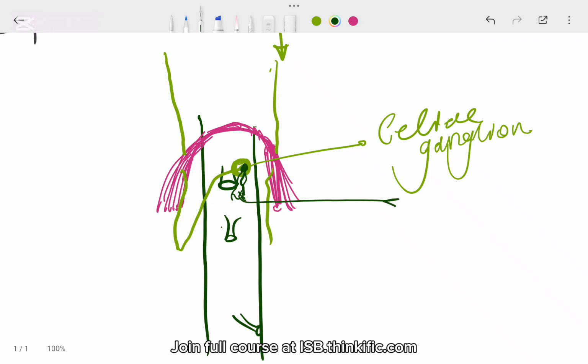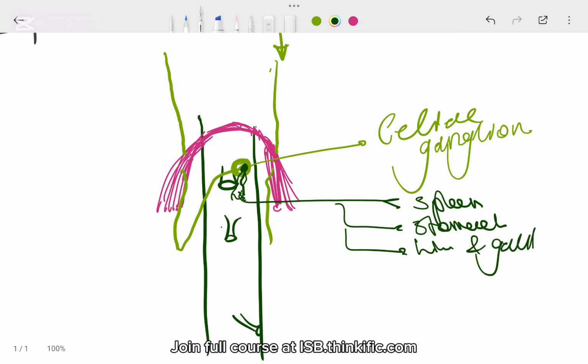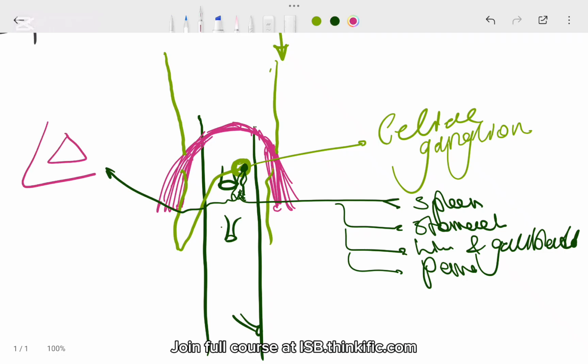To supply the spleen, stomach, liver, and gallbladder, right? Those four gut structures, guys, and the pancreas. But also importantly, some of these fibers go where? Some of these fibers from the greater splanchnic nerve originally supply the adrenal medulla.